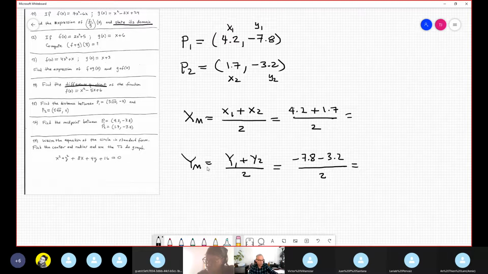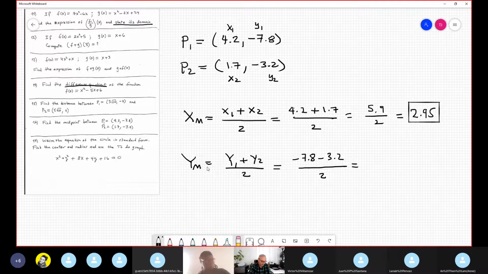Okay, entonces, put in my calculator, why not? 4.2 plus 1.7 is 5.9. It's obvious. Divided by 2 is 2.95. Boom.